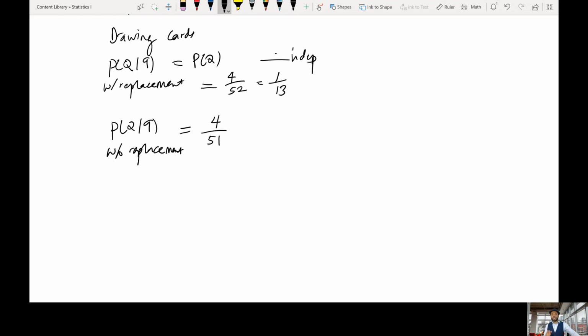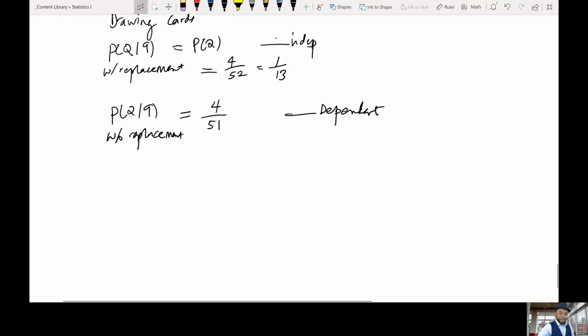Now, the question here is, are Q and 9 independent? Of course, it's not independent. It's dependent this time. So Q is affected by the fact that 9 had already occurred. So this is considered dependent. We need some independence. Does not relate. What about the probability of drawing a Q, given that you had drawn a Q with replacement?